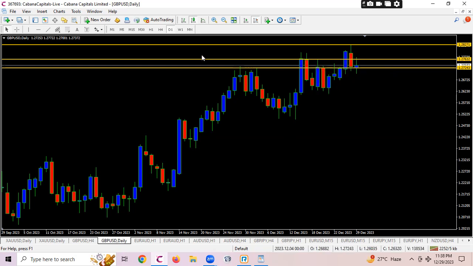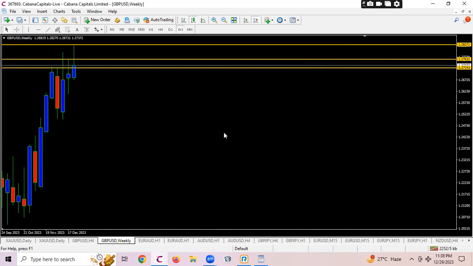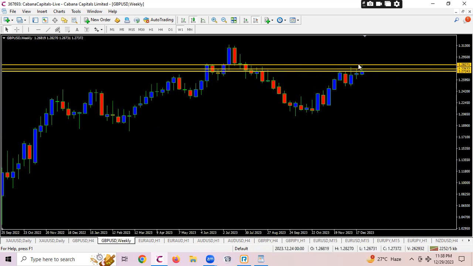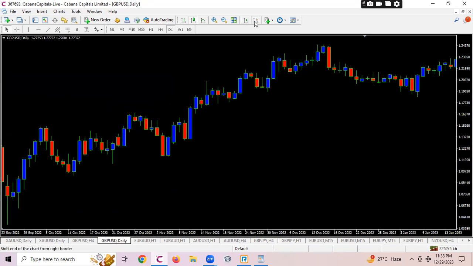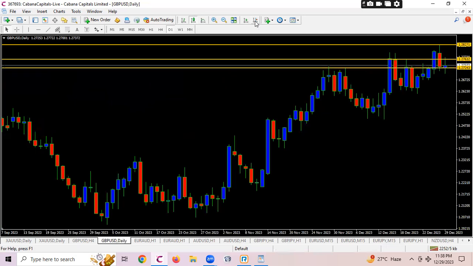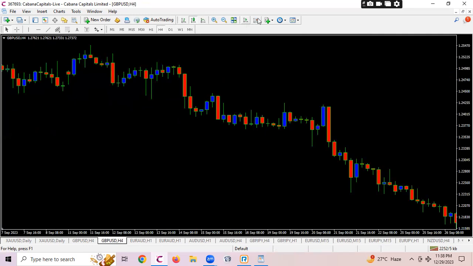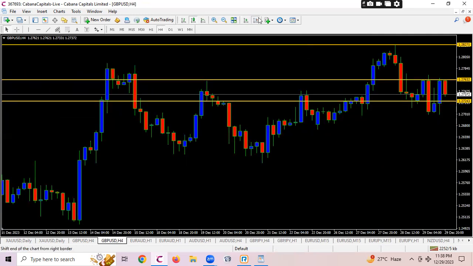So I'm considering selling based on this weekly candlestick formation, which is a shooting star. If I go to daily, we have, like I said, a pattern that is not a valid bearish reversal pattern. So let's go to 4 hour. Let's see what we have on 4 hour. You can see on 4 hour.